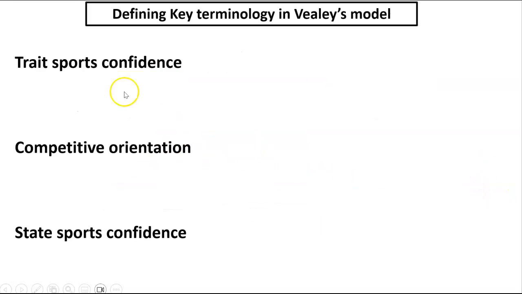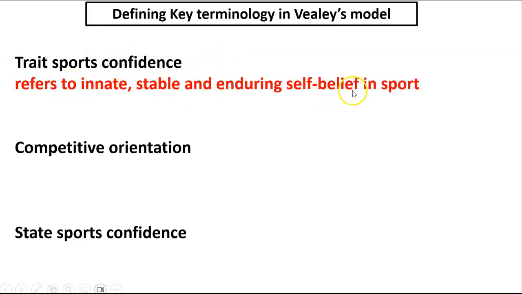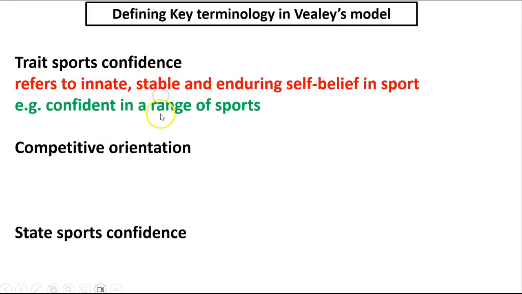So first up then, trait sports confidence. You will remember from earlier in the course, whenever we talk about trait in sports psychology, we're talking about something that's innate, stable, enduring, consistent. When it comes to confidence, we know from the previous lesson that confidence refers to our self-belief. So trait sports confidence refers to innate, stable and enduring self-belief in sport. What does this mean with regard to confidence then? It means that you will be confident in a range of sports, for example badminton and football. That's what trait sports confidence is saying: your sports confidence is innate, but it's also stable and enduring, consistent across different sporting activities.